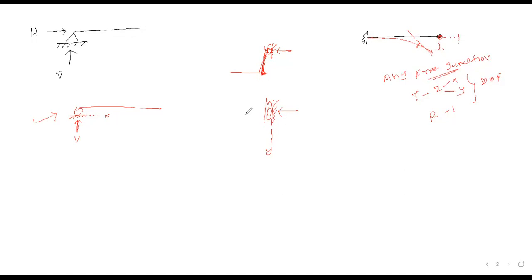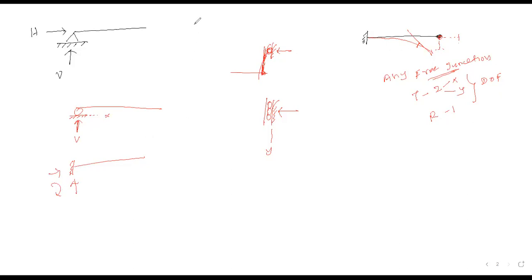I hope it is clear to all of you. Surely, fine. Next, suppose I am considering the fixed support. Now tell me in chat box number of reactions at a fixed support. Tell me. Yes, good. A fixed support has 3 reactions: vertical, horizontal and rotation. Is this clear to everyone? Fine.